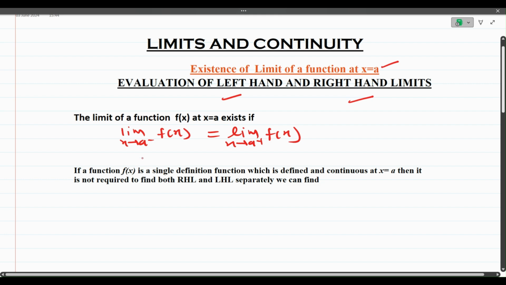Okay, in other words, we can say that the limit of the function at x equal to a exists if and only if the left hand limit is equal to the right hand limit. So that's the condition of existence of the limit of a function at any value. We don't have to evaluate the left hand limit and right hand limit every time, because if the function is a single definition function and it's well defined and continuous at the given value, then we can just find its limit as x tends to a of f of x, which is equal to f of a, right?